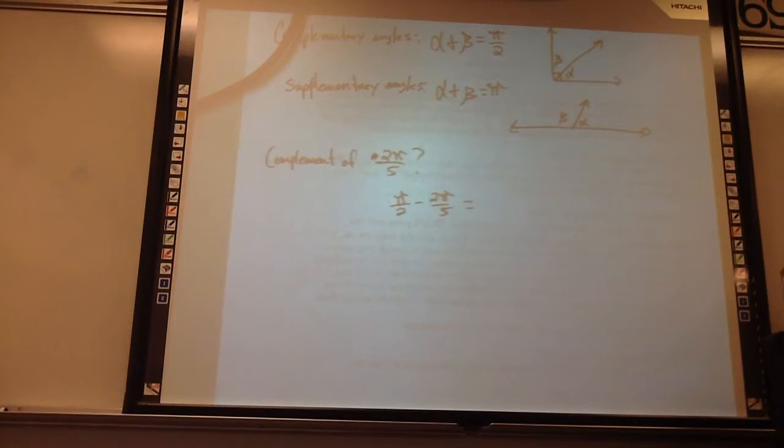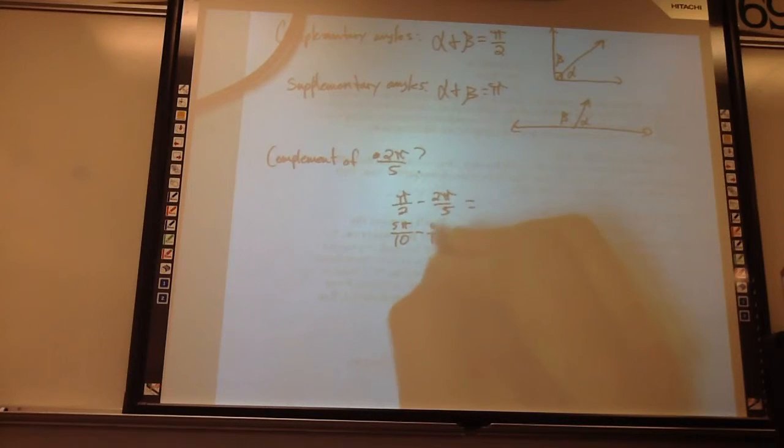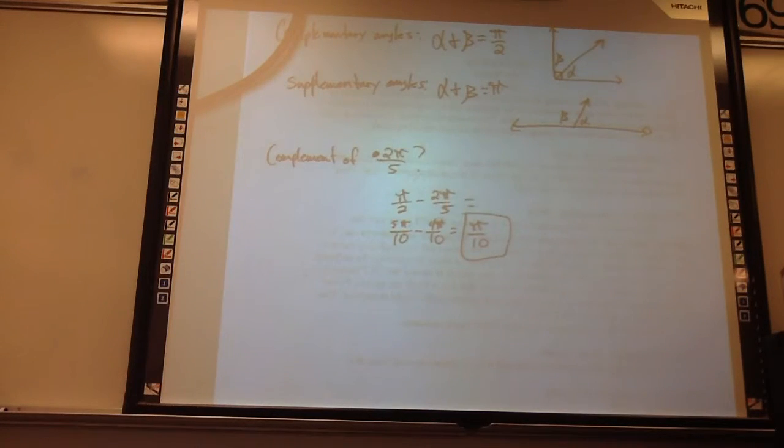Yes, you have to find the common denominator, of course, which is 10. So we got 5 pi over 10 minus 4 pi over 10. So the answer would be pi over 10. Seems wrong. Or I did it wrong in my notes. Yeah, I did. I got it wrong. That's right.